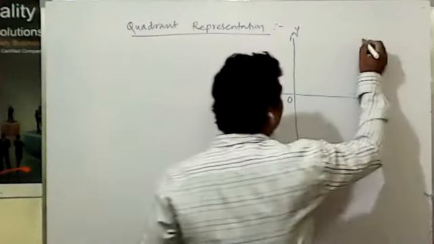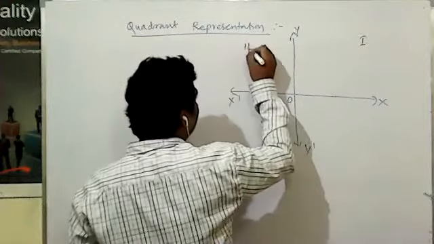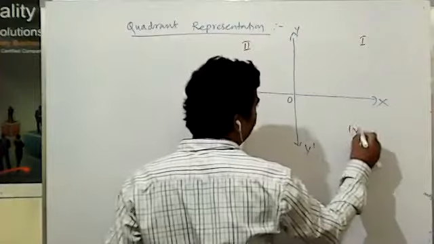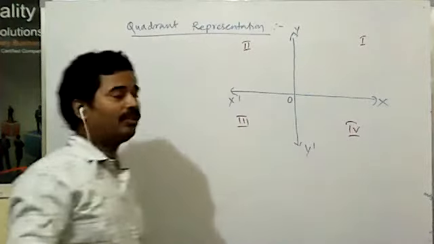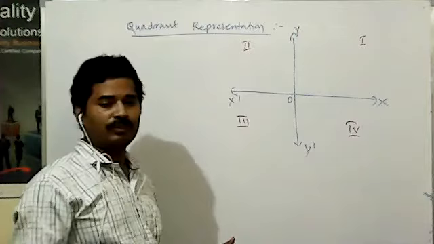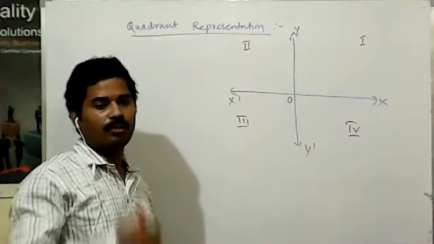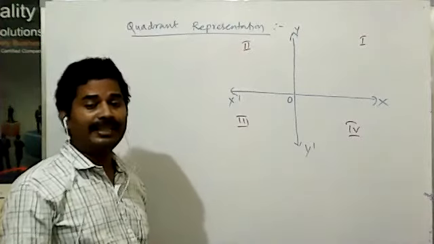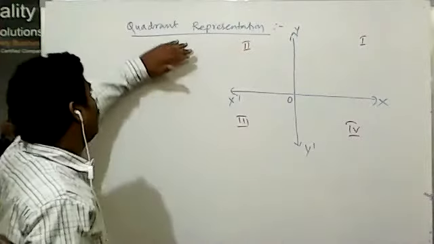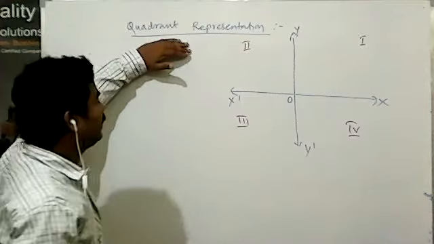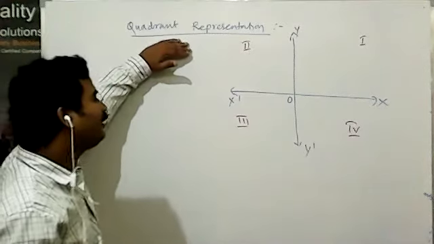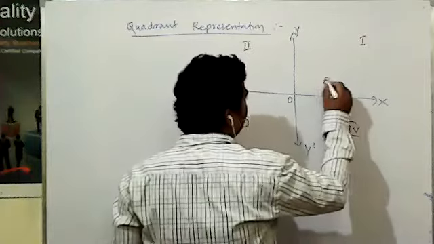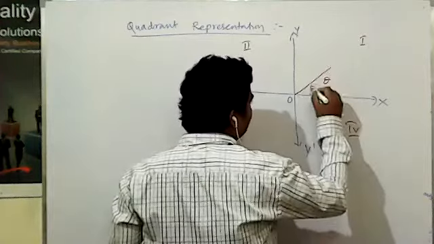This is the first quadrant, this is the second quadrant, this is the third quadrant, this is the fourth quadrant. These are the four quadrants. The measurement is anti-clockwise because a positive angle is measured anti-clockwise. So in quadrant representation, we see in which quadrant which angle is there. This is a theta angle.